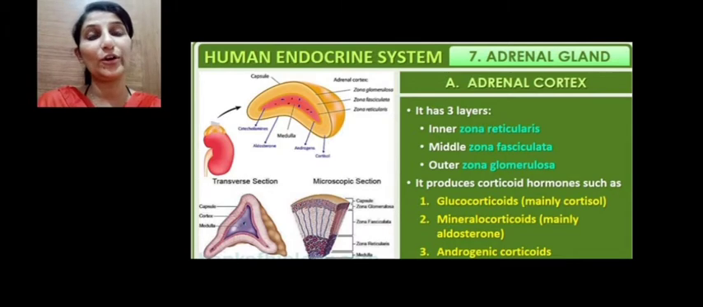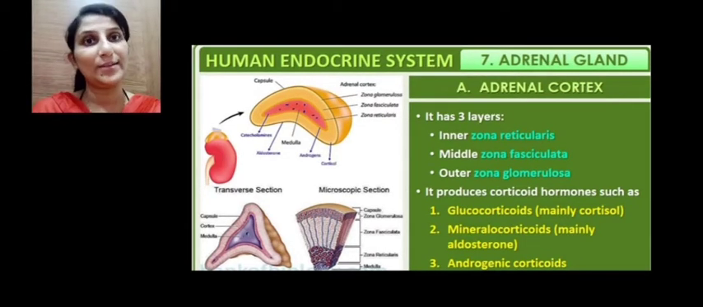What are these corticoid hormones? Corticoid hormones are mainly a group of more than 40 organic compounds which are secreted by the adrenal cortex of the adrenal gland, and they belong to the steroid family.